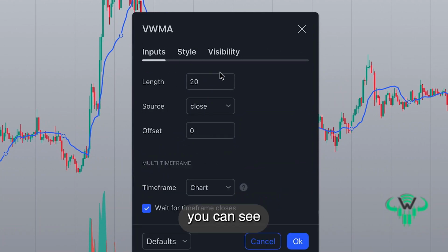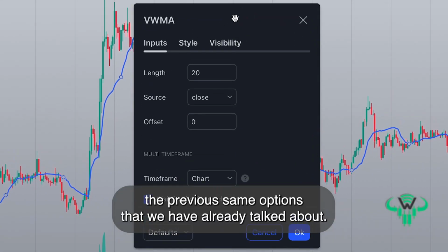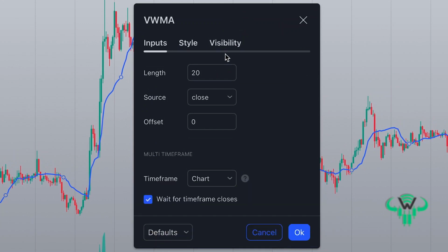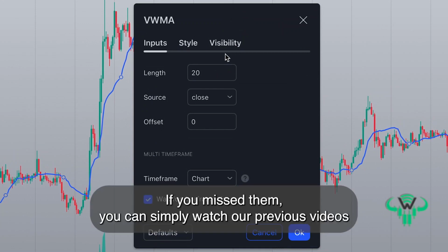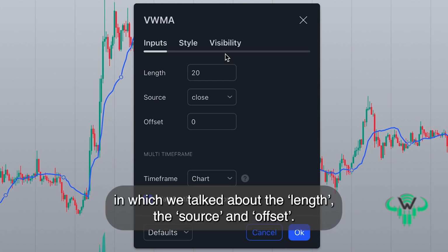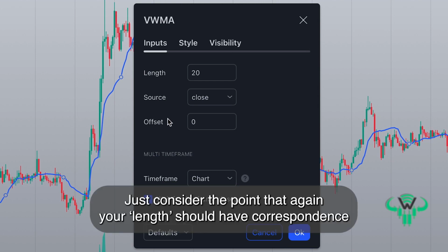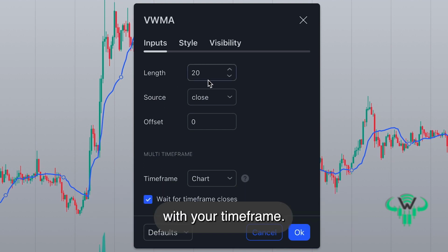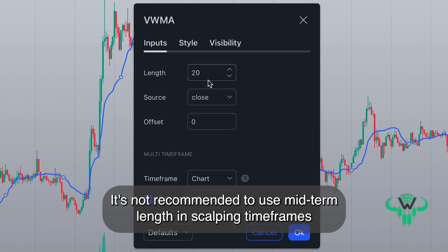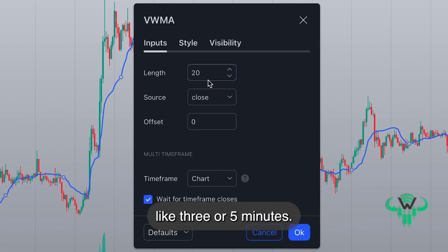As we are having a look at the indicator's settings, you can see the same options that we have already talked about. If you missed them, you can simply watch our previous videos in which we talked about the length, the source, and offset. Just consider the point that, again, your length should correspond with your time frame. It's not recommended to use a midterm length in scalping time frames like 3 or 5 minutes.